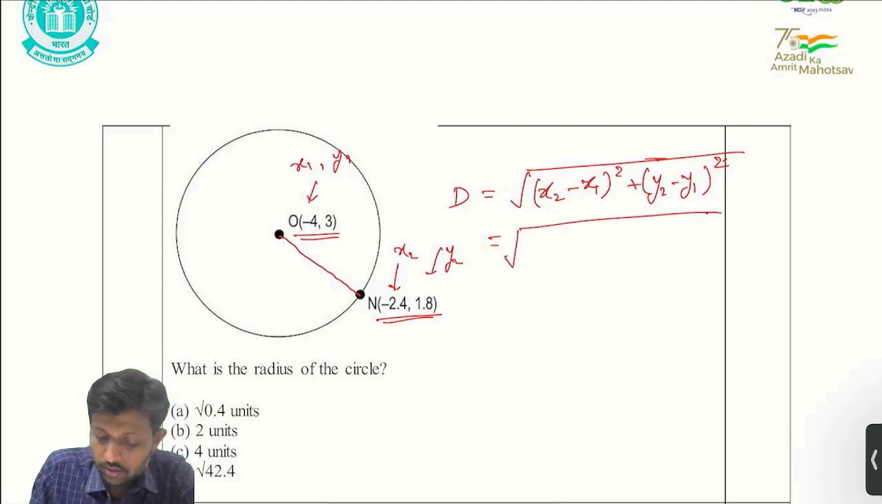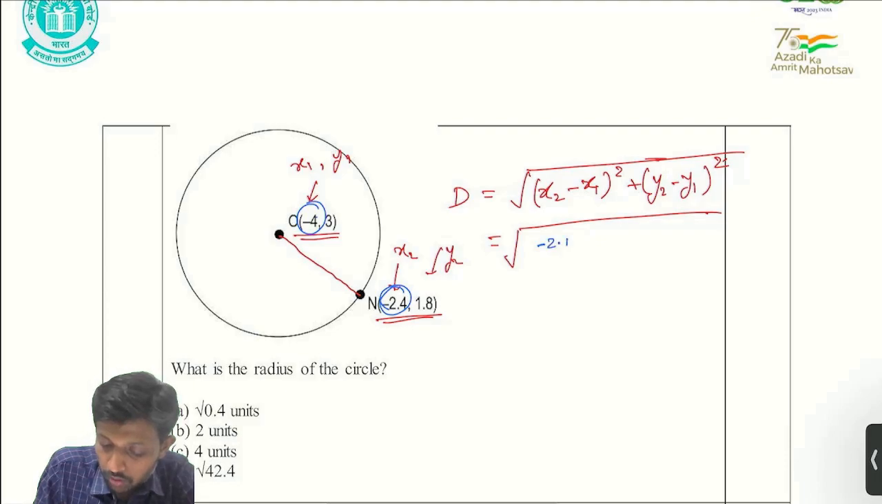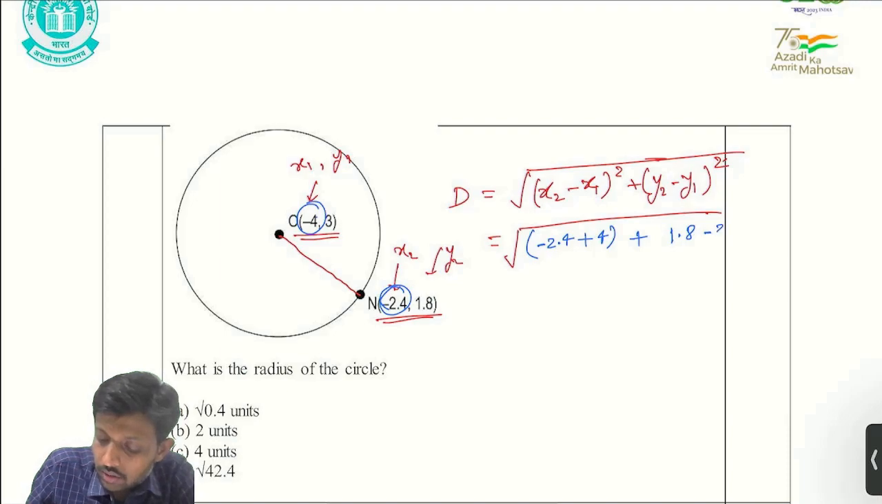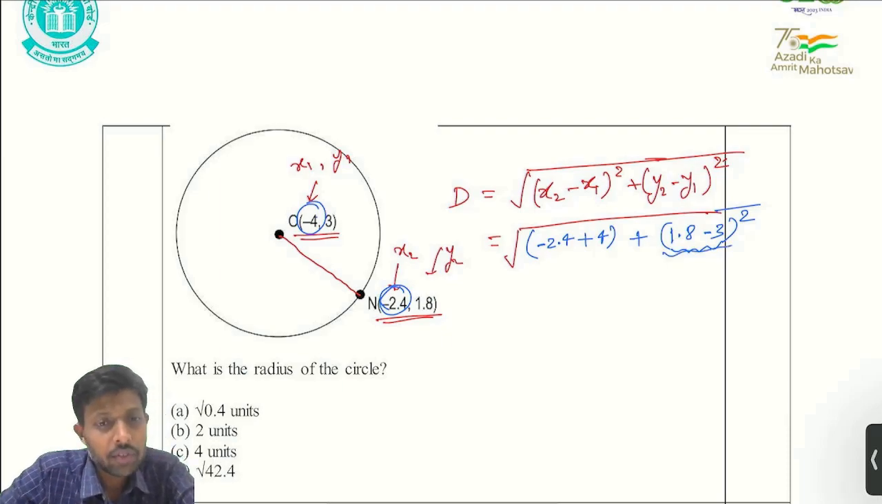And if I use this, x2 minus x1, so minus 2.4 plus 4, because minus of minus 4 becomes plus 4, plus y2 minus y1, that's 1.8 minus 3. Do not worry that this quantity is turning out to be a negative number. Doesn't matter, because if you square a negative number, you're going to get a positive number. So we are safe.